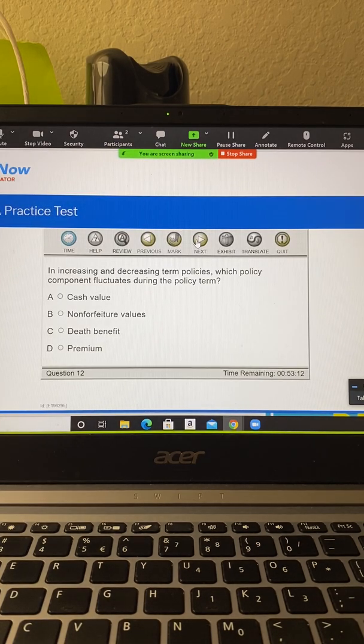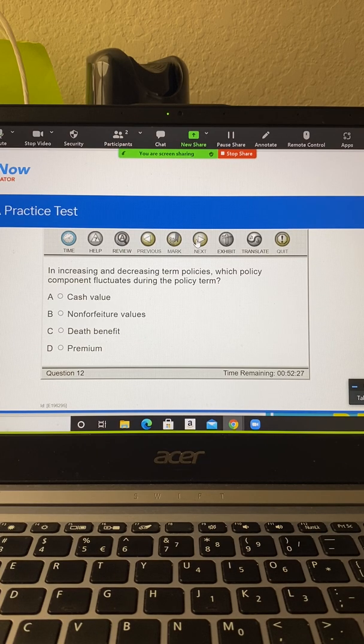All right, your turn. In increasing and decreasing term policies, which policy component fluctuates during the policy term? Cash value. No, man. Read it one more time. I'm gonna give you another chance. In increasing and decreasing term policies, which policy component fluctuates during the policy term? Okay. Not the death benefit. Oh, well, the premium can.